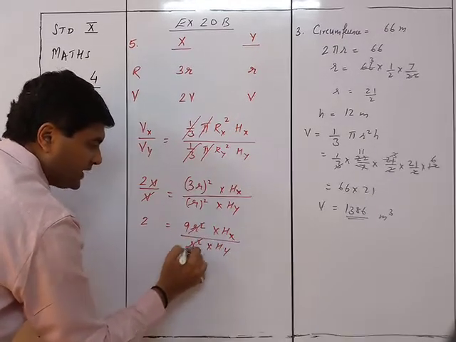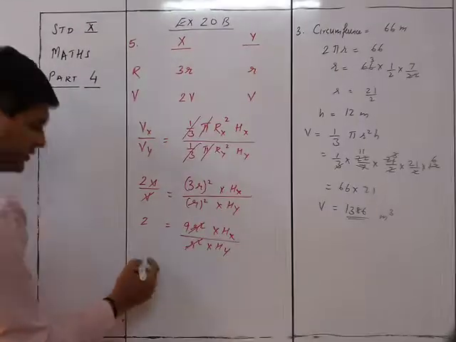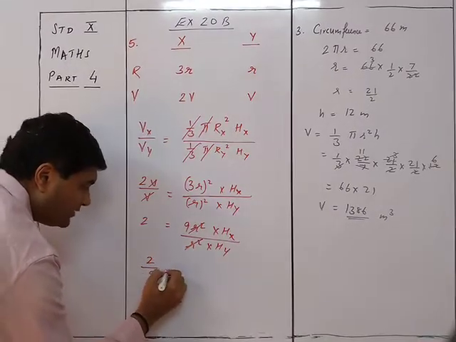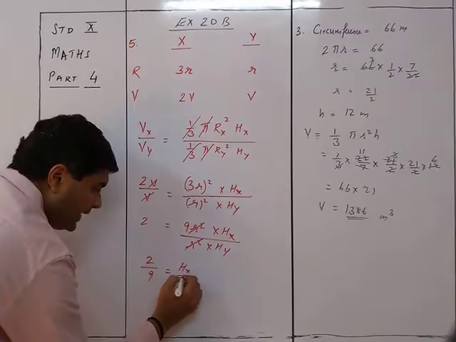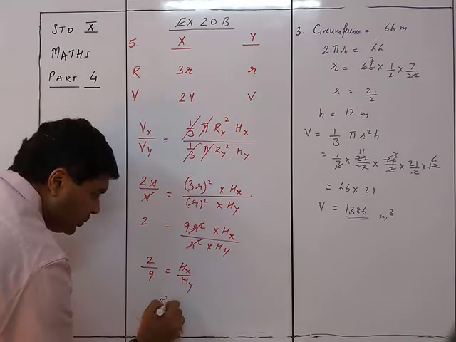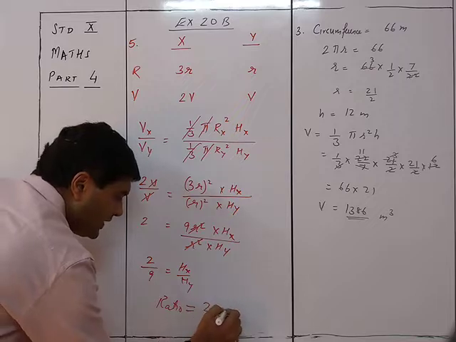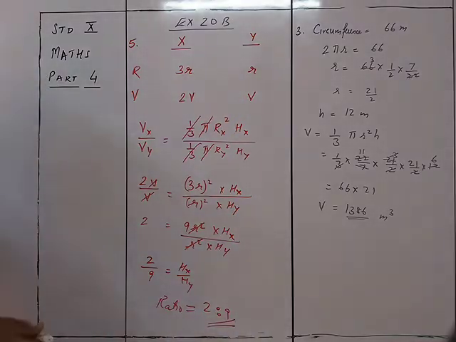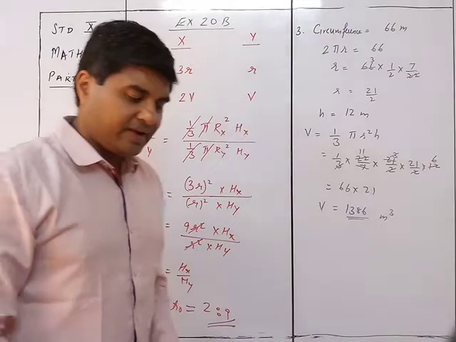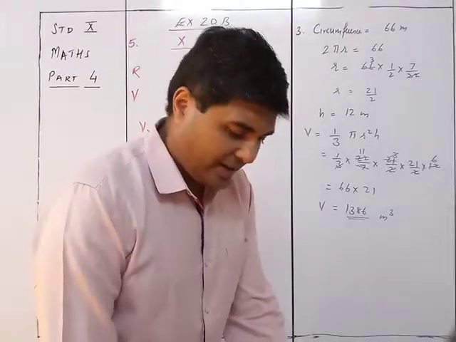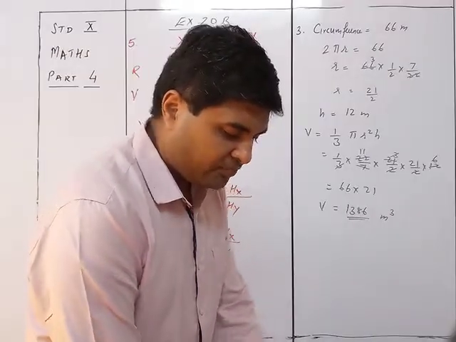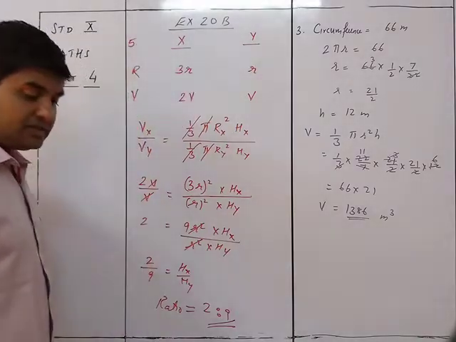So this R² gets cancelled. So 2 upon 9 is equal to Hx upon Hy. Therefore, the ratio of the heights of the two is 2:9. You can check that the answer for sum number 5 is 2:9. So that's the correct answer.